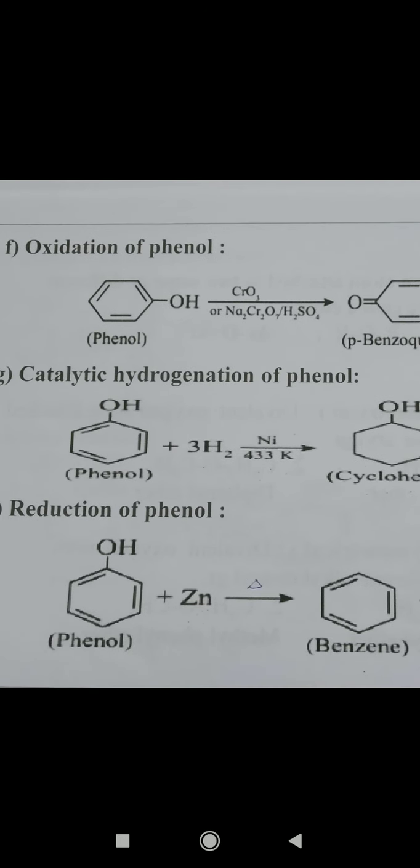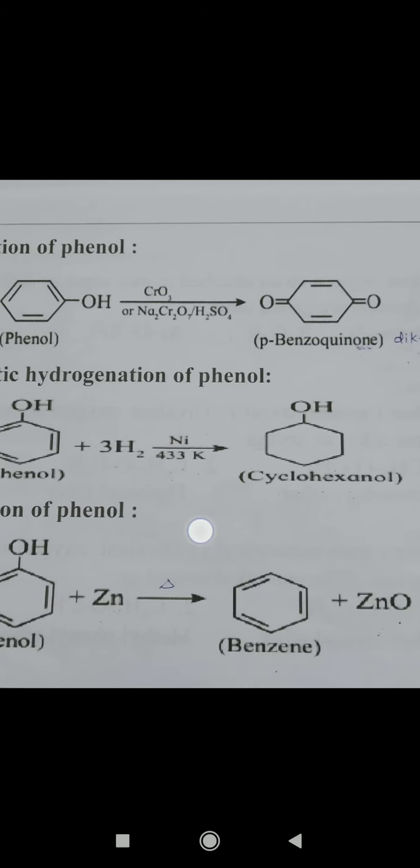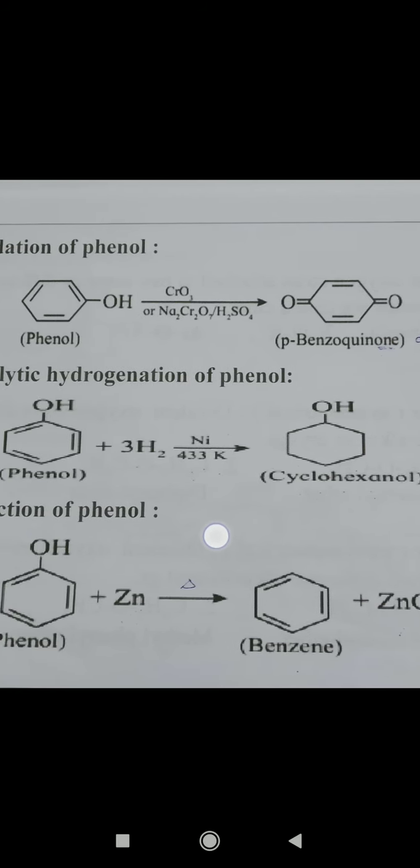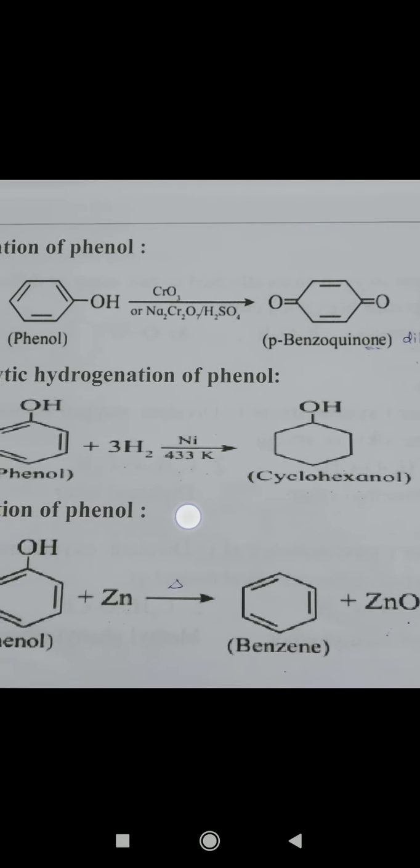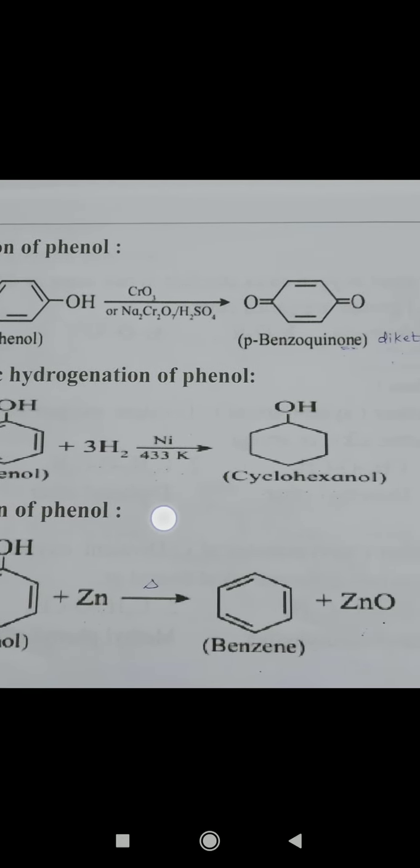Then next is the oxidation of phenols. Phenols undergo oxidation in the presence of CrO3 or Na2Cr2O7 in H2SO4. It gives para-benzoquinone, which is also known as a diketone. So, on the benzene ring at the para position, a C=O group is present.